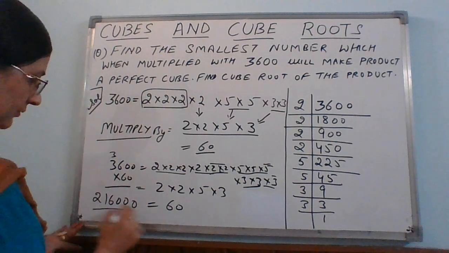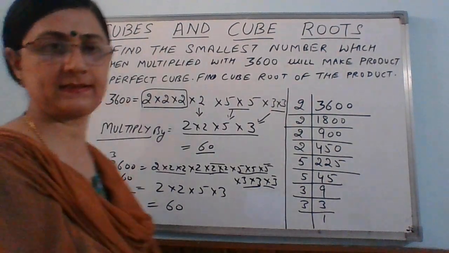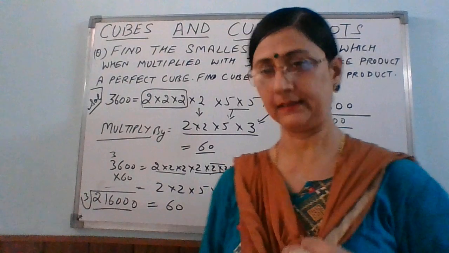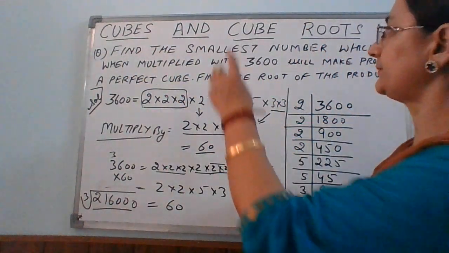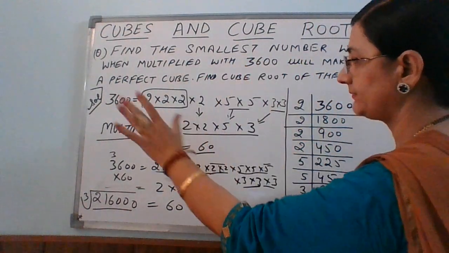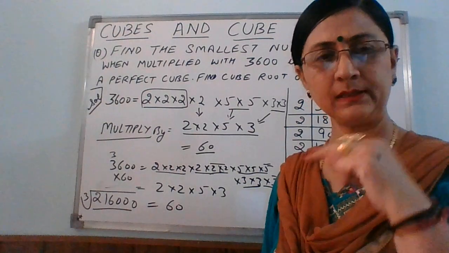This. And this number, perfect cube, whose will it be? That will be of 60, right? So what was the question? Let us read the question again. The question was: first of all, you find out that smallest number which when multiplied... That we have done, that smallest number is 60 because we required 2 2's, 1 3 and 1 5.